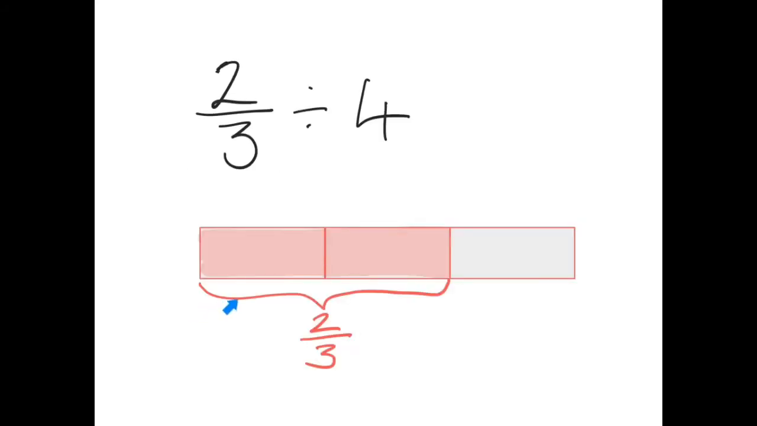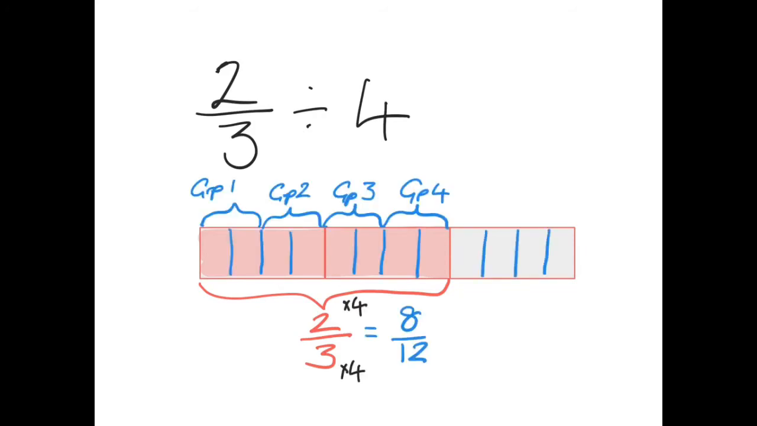Here's my model. I've got the 3/3 here. I've shaded in 2/3, and this model will need to be split into 4 parts. To do this, I've divided each third into 4 pieces. So you can see that instead of having thirds, that's now been multiplied by 4 because there are 4 parts in each one, and 3 times 4 is 12. So I've now got 12ths. Because I had 2/3 shaded in, and they've now each got 4 times as many parts, 2 times 4 is 8. So 2/3 equals 8/12.